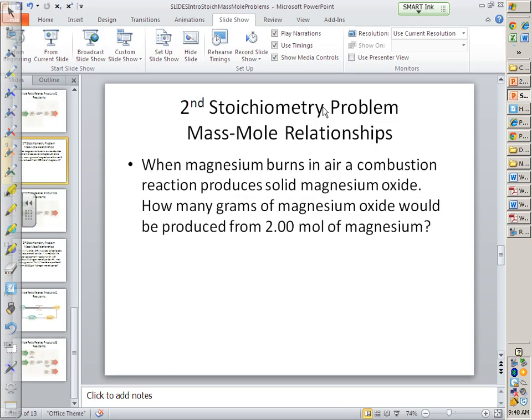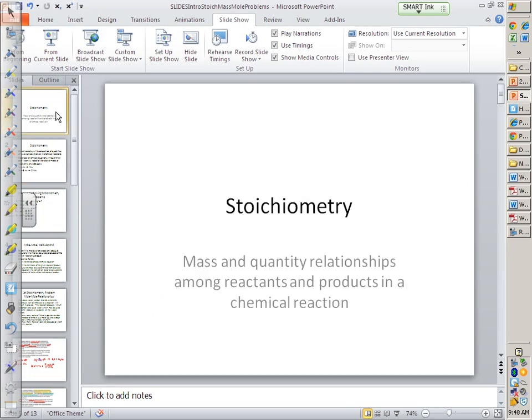Yesterday, we started talking about this idea of stoichiometry. And we said, from the definition up on the board, that stoichiometry is mass and quantity relationships among reactants and products. So we start looking at numbers now. We're not just talking about what are the reactants and what are the products. Now we're getting into, if I have a certain amount of this reactant, how much product should I make out of that? Or if I need a certain amount of product, how much reactant do I need to start with?